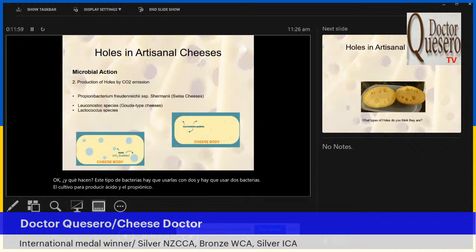What the propioni does is feed from the lactic acid produced by the bacteria, by the Leuconostoc species or Lactococcus. They feed from this acid, and they produce another acid called propionic acid. This propionic acid gets fermented, and the fermentation produces gas and produces the holes in the cheese. This is how it works. I will repeat.